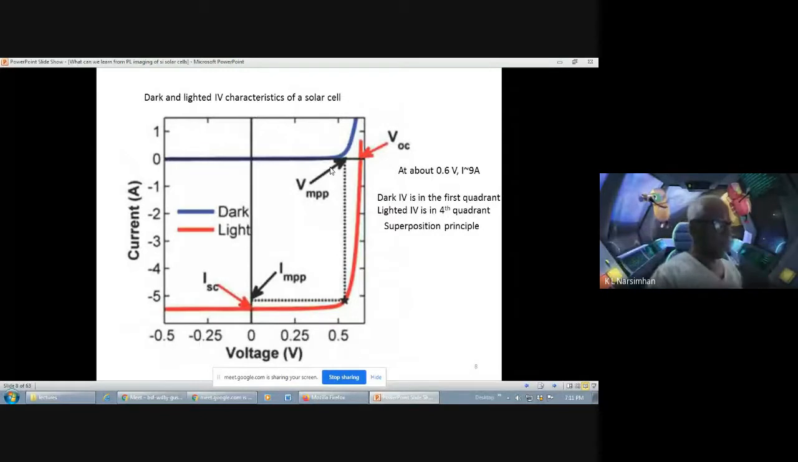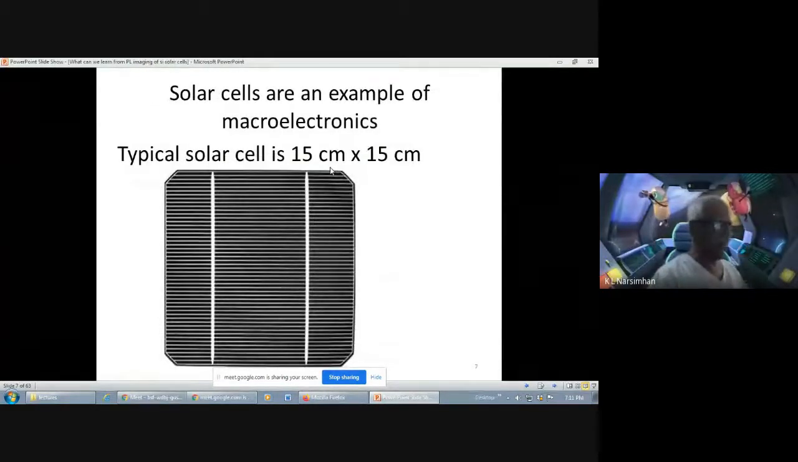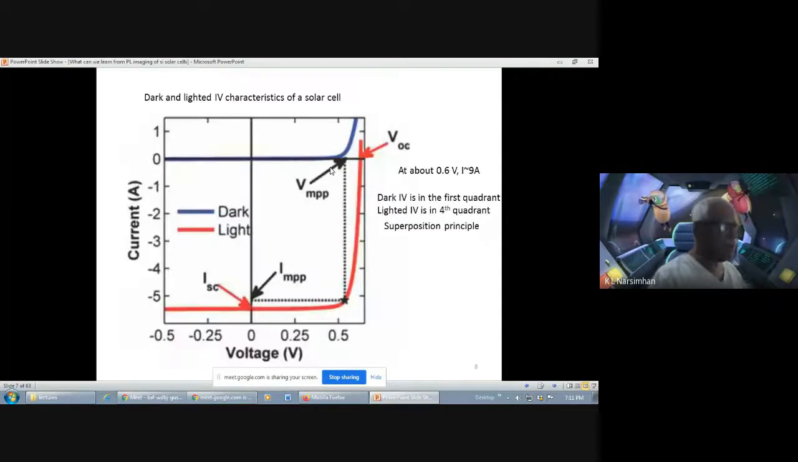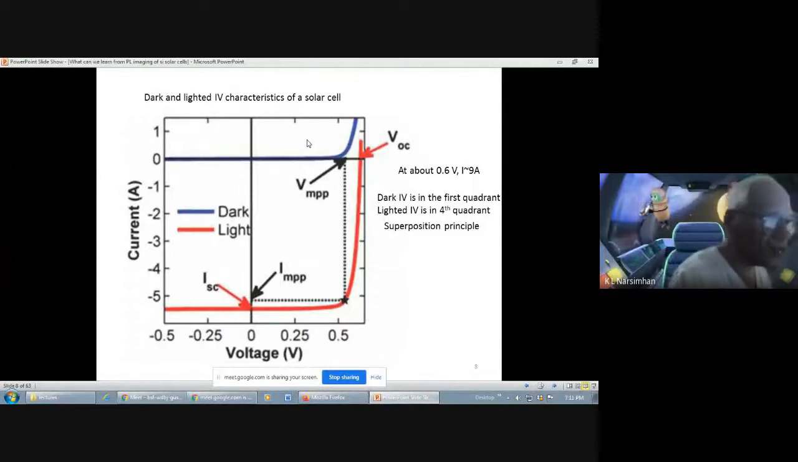Now, I want to just spend a couple of minutes on what is the IV characteristic of such a PN junction. Solar cells are made from PN junctions, and its simple IV characteristic is like this. In the dark, in the reverse, there's no current, and in the forward, once you exceed something like 0.5, 0.6 volts, the current begins to shoot up. And in this diode, if you go to about 0.6 volt, you have a current of about 9 to 10 amps because of the area.